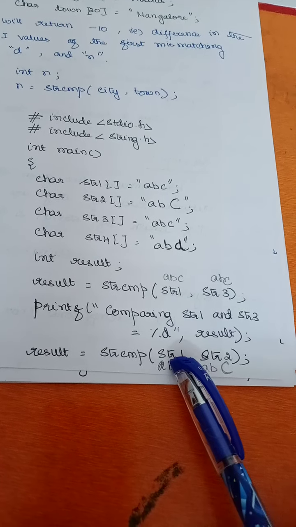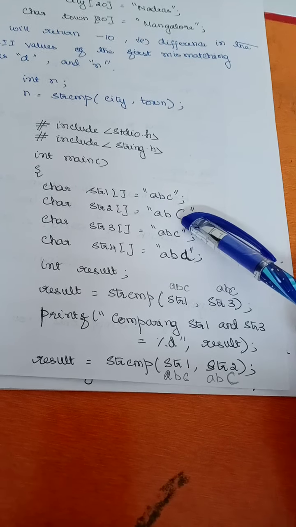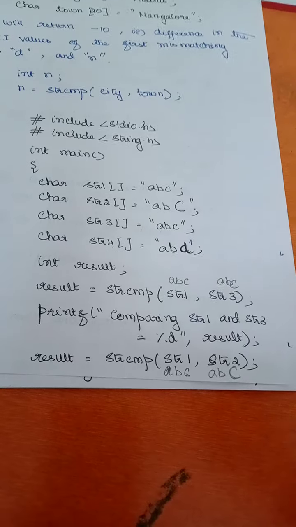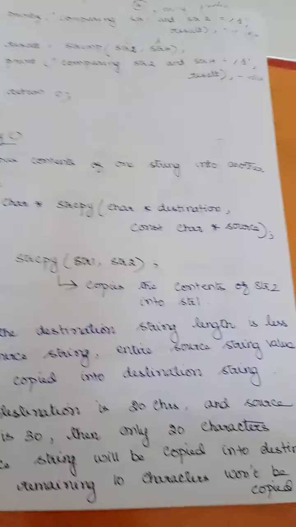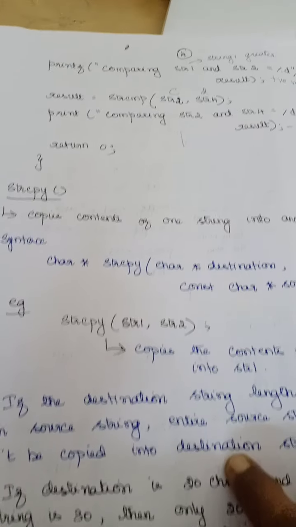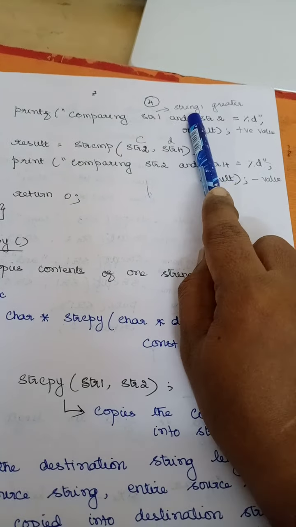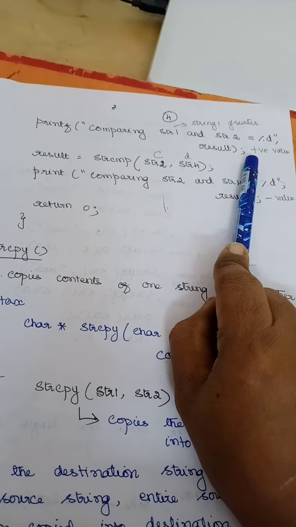So here I am going to compare 1 and 2. So when I check 1 and 2, which is going to be greater, small c or capital C? Small c has got a greater value than capital C. So here my output is string 1 is greater, so I will have a positive value.